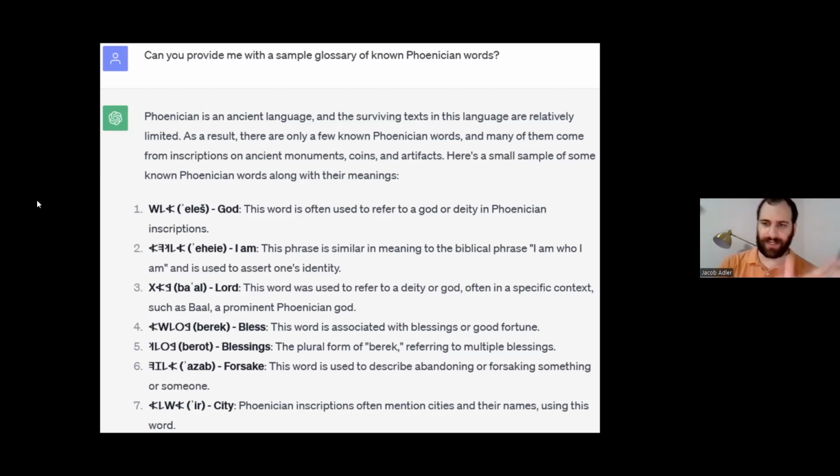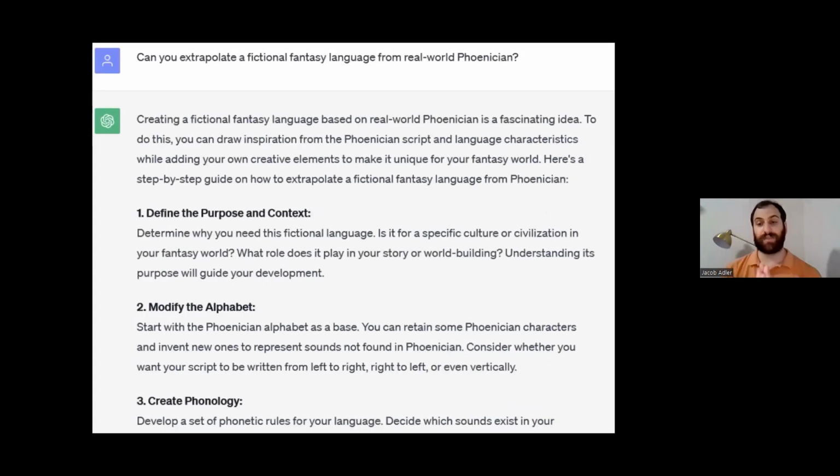But I also wanted to see if I could test the system a little bit more than that. So then I asked, can you extrapolate a fictional fantasy language from real world Phoenician? And here it got a little bit tripped up because it was saying, this is an interesting idea, and here's a bunch of things that you could do if you wanted to do it. It was trying to give me a little bit of a DIY, but it's not exactly what I asked for.